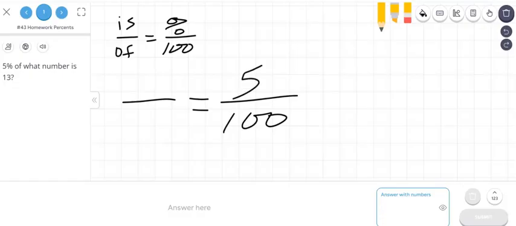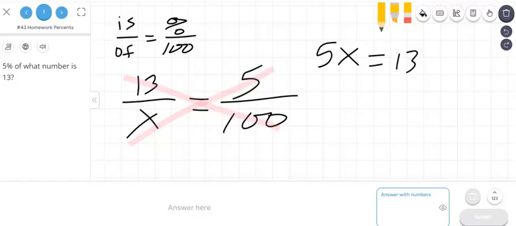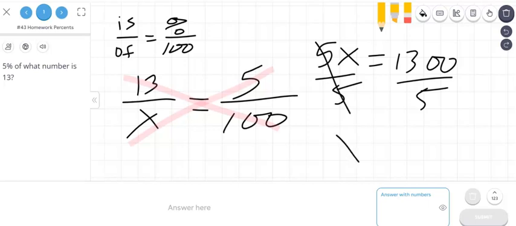All right, 5% goes on top. Then I do my cross products. Multiply the diagonals. So I get 5x equals 1300. Divide by 5. X equals, so I'll take my calculator. 1300 divided by 5 is 260.